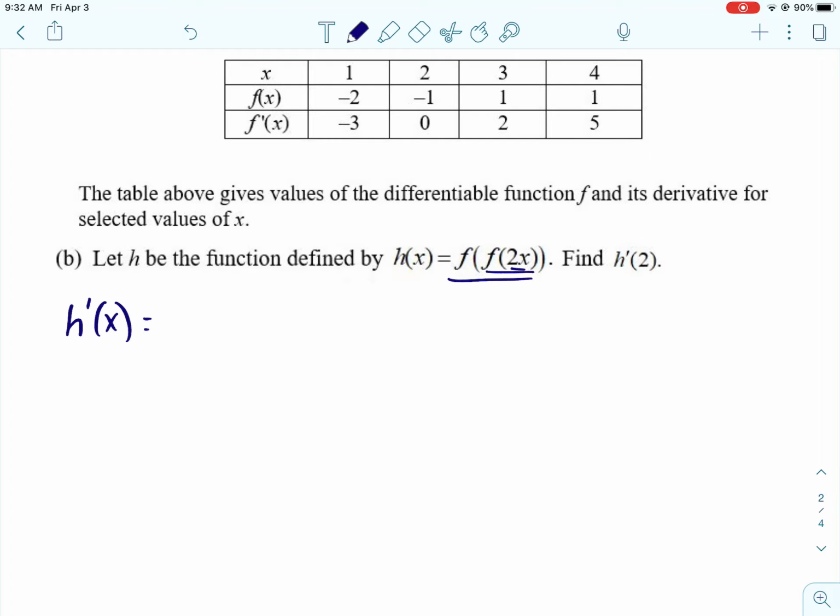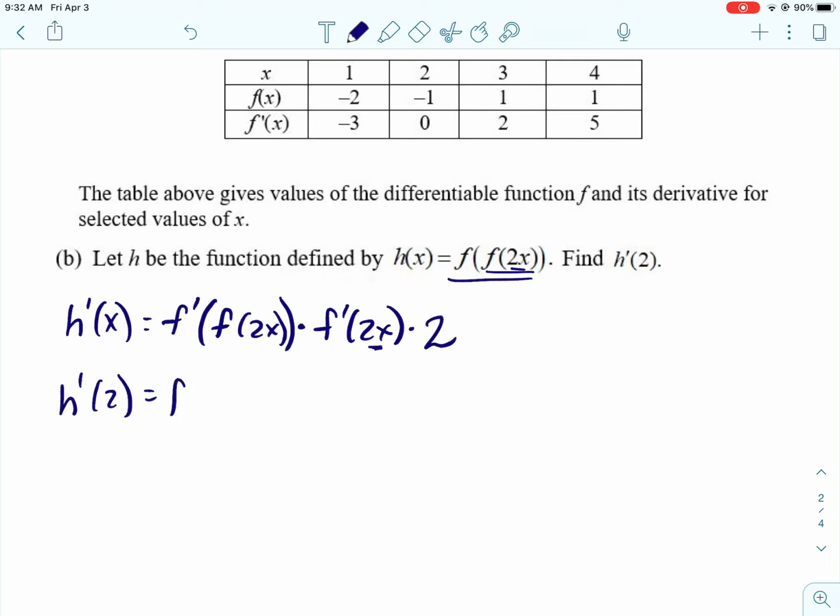So we need to find h prime of x, which means we have to use the chain rule a couple of times. So we have a function inside of a function inside of a function. So we start with the outside function, and we're going to do f prime, and then leave the inside alone. And then multiply that by the derivative of the inside, which is f prime of 2x. And then we multiply that by the derivative of 2x, which is 2. A lot.